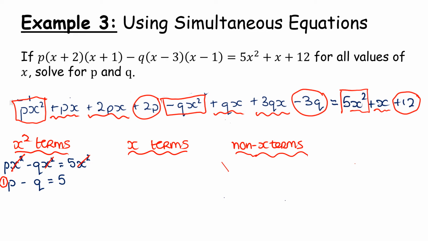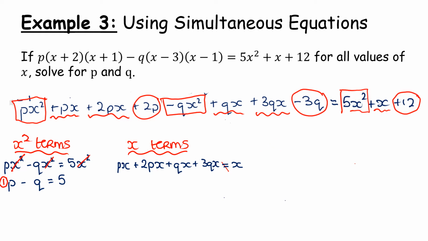Now looking at our x terms, we have px plus 2px plus qx plus 3qx, and that should all equal x. So I'm just going to move over our non-x terms to give ourselves some space. So it might be easier to see at this point the cleanup, or you could have done it at the previous step. There would have been no issue.